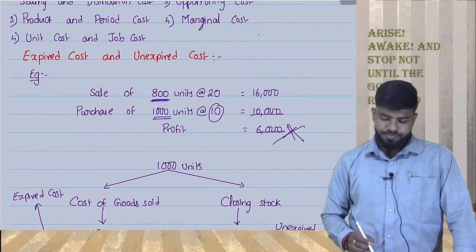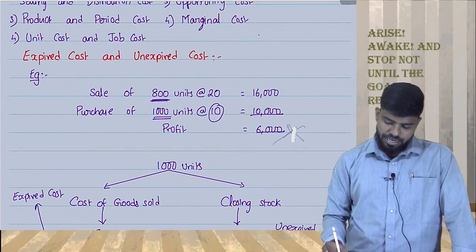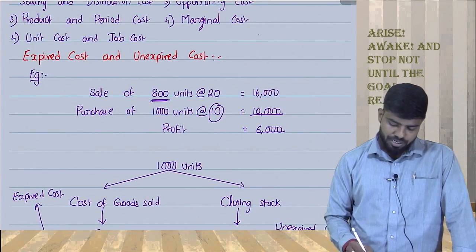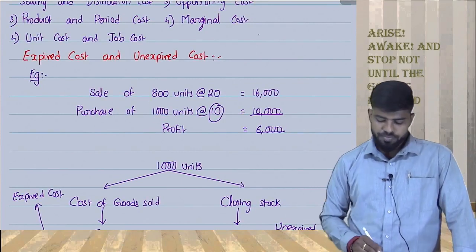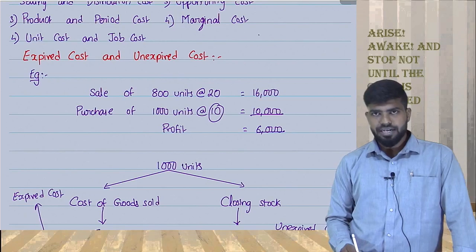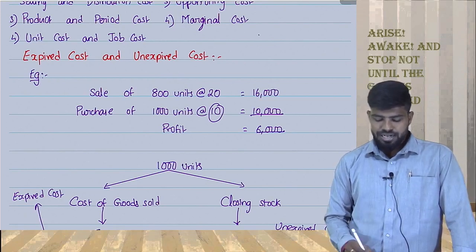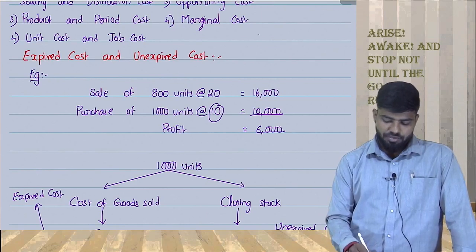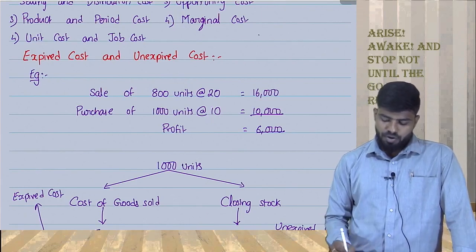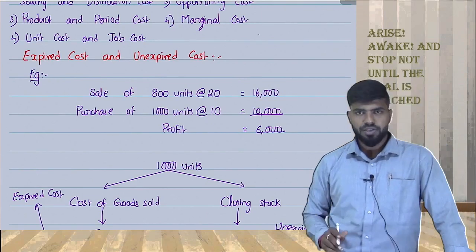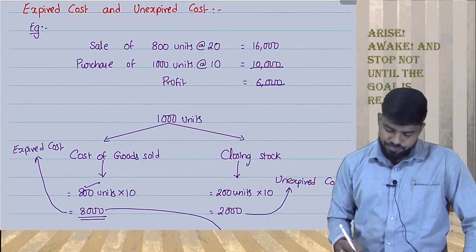Write this example. Write along with me what I am telling you. Just write that, don't write anything else. Sale of 800 units at the rate of 20 equals 16,000. Purchase of 1000 units at the rate of 10 equals 10,000. Profit equals 6,000.